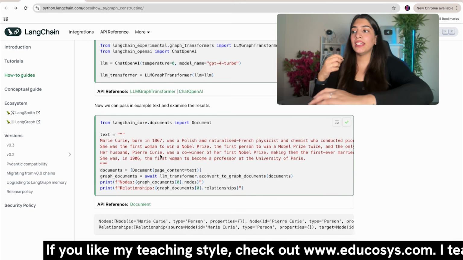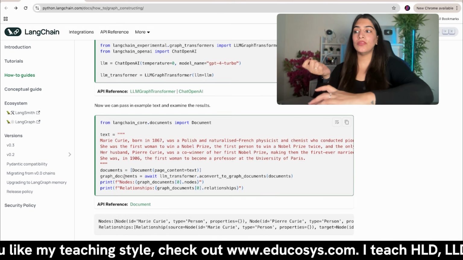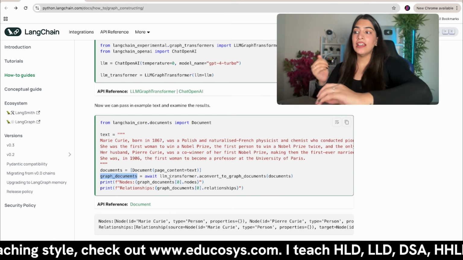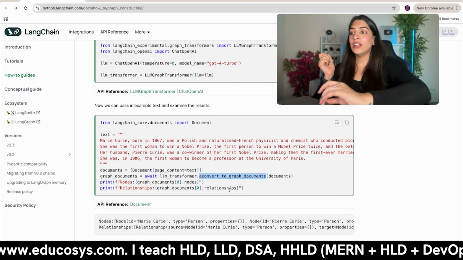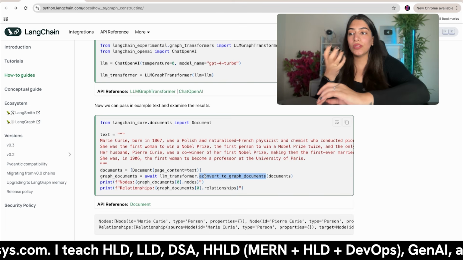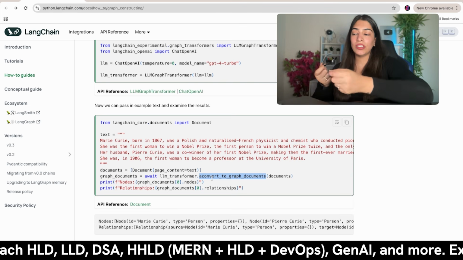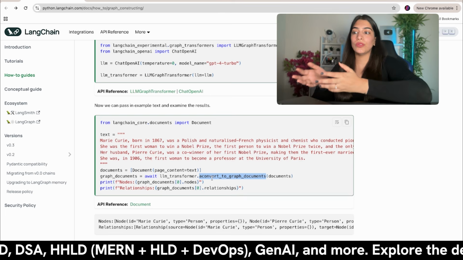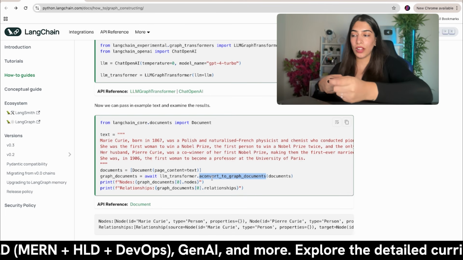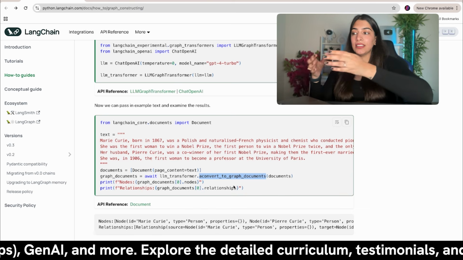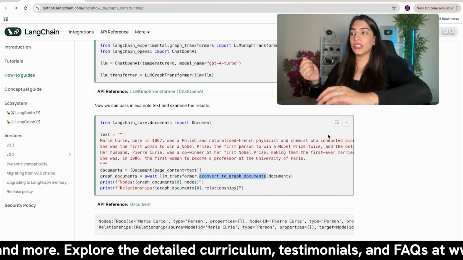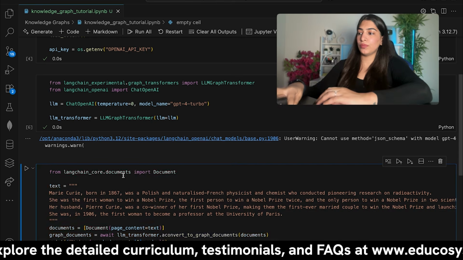And now we can take any document and convert that to graph documents. It is so simple. LLMTransformer.aconvert_to_graph_documents, and as you can see, this is basically asynchronous. You could also use the synchronous version, which would be convert_to_graph_documents, but here you will be able to convert the documents asynchronously and in parallel. So I'm just copying this and I'm going to put it over here.